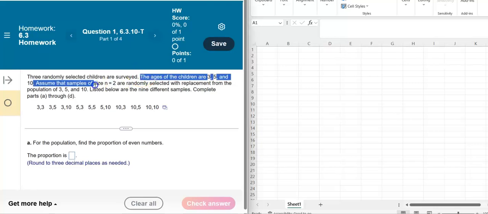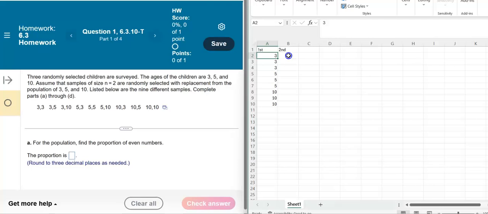This is our population, okay? So we've got 3, 5, and 10. That's our population, and samples of size 2 are taken. So we randomly take samples of size 2 from this population. These are the different samples that we can get.